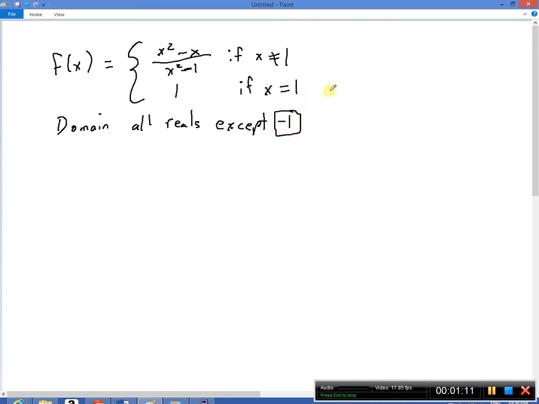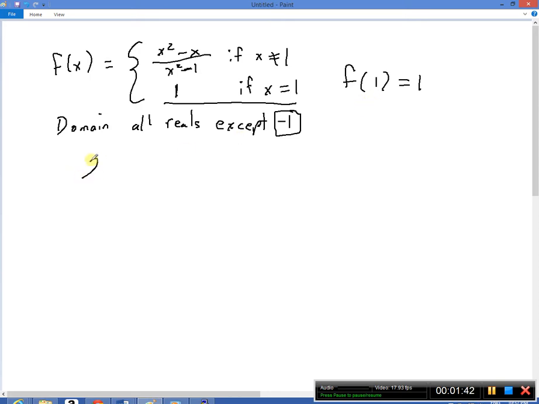Okay, so that's the function, and we're supposed to find out where it's discontinuous, or explain why it's discontinuous at 1, and sketch a graph. Well, to be continuous at 1 means that the limit of the function at 1 would agree with the value of the function at 1. The value of the function at 1 is 1, because that's what it says right there. If x equals 1, the y value, f of x, is 1.